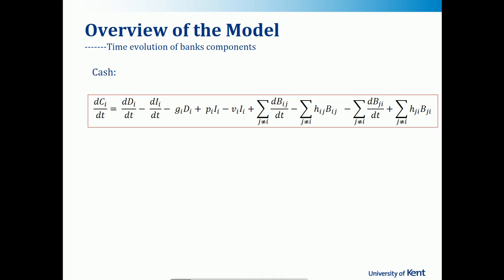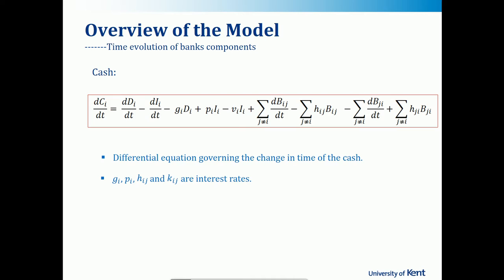This is the differential equation describing how cash changes with time. The first term is the change in cash due to the deposit. It is positive because any increase in deposit will increase the cash, while any decrease in the deposit will decrease the cash. The second term is the change in cash due to investment. It is negative because banks use this cash to do the investment.